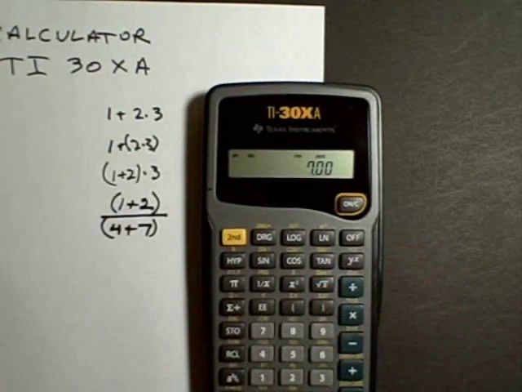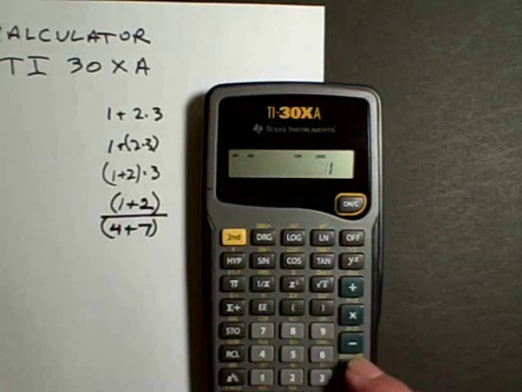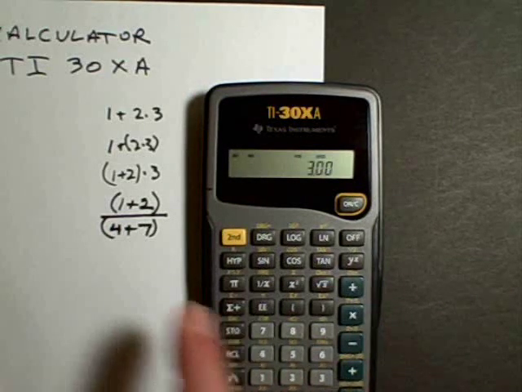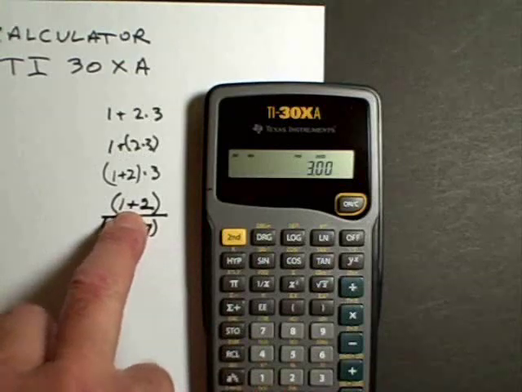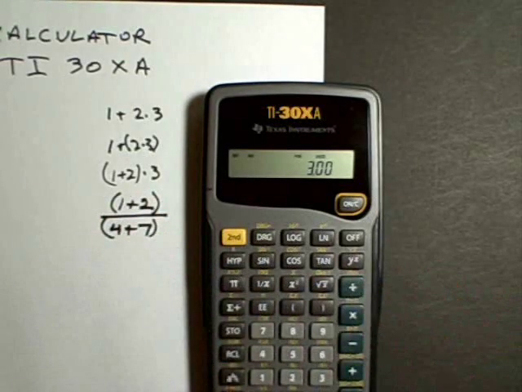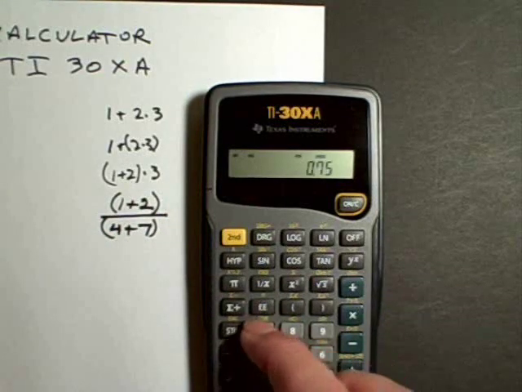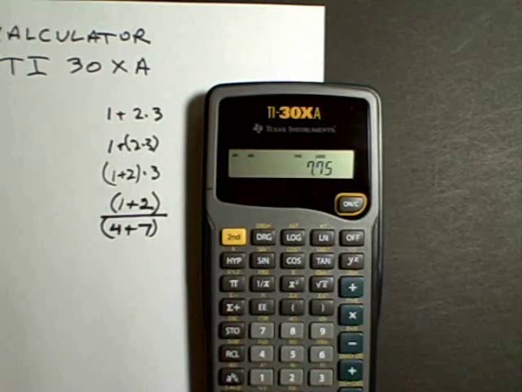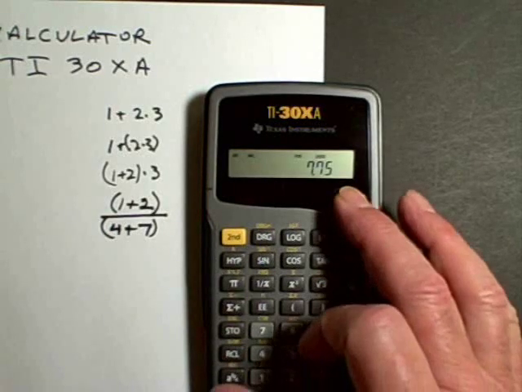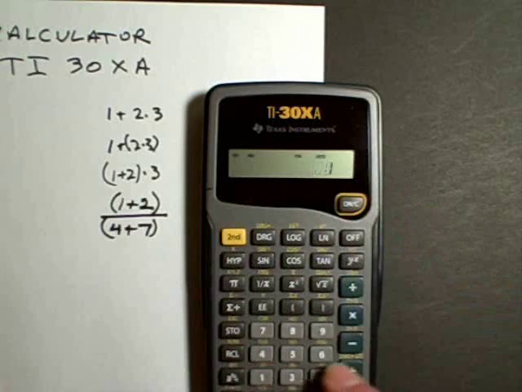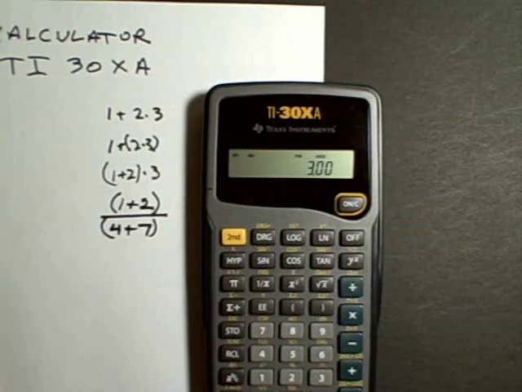Okay, what I'm going to do is I'm going to take 1 plus 2. I didn't use parentheses yet, and I got 3. That's my numerator. Now I'm going to divide. Now if I just put in 4 plus 7 equals, I don't get the right answer at all. So what I've got to do now is 1 plus 2. I cleared the calculator. I get 3.